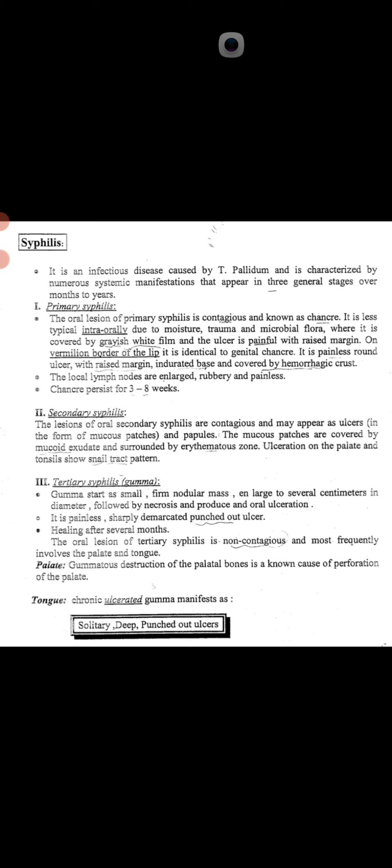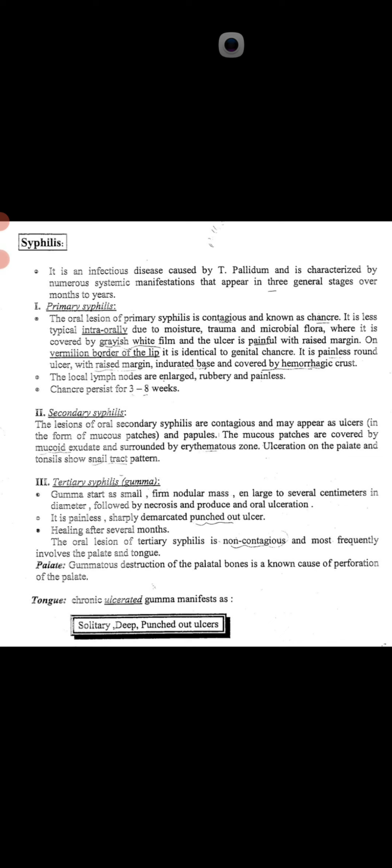Now we come to the details of syphilis. What is syphilis? It is an infectious disease caused by Treponema pallidum, which is a bacterium, and it is characterized by numerous systemic manifestations that appear in three general stages over months to years. First is primary syphilis, second is secondary syphilis, third is tertiary syphilis. Now first is primary syphilis.